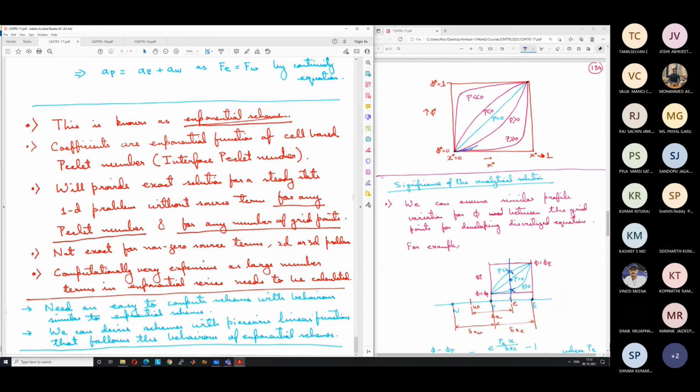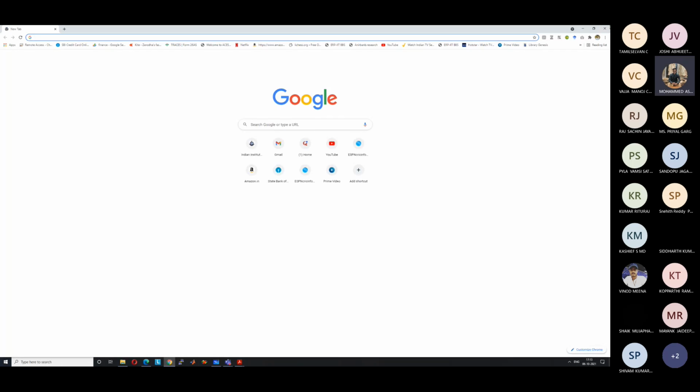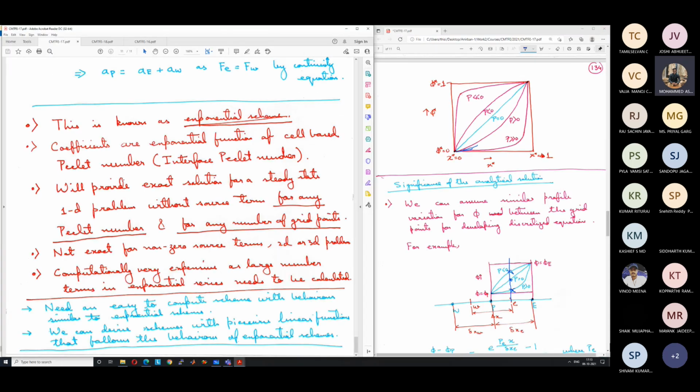Okay. So any questions on the exponential scheme? It is 100% accurate now, sir. It is 100% accurate only for what condition? If we take more number of terms of e power. No. That is not the case. It is not 100% accurate for all CFD problems. For what type of CFD problem will it be 100% accurate? 1D. 1D, and still there are more conditions.